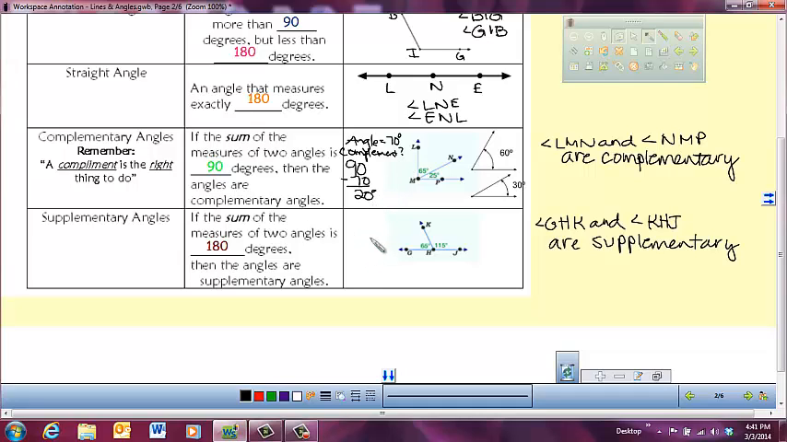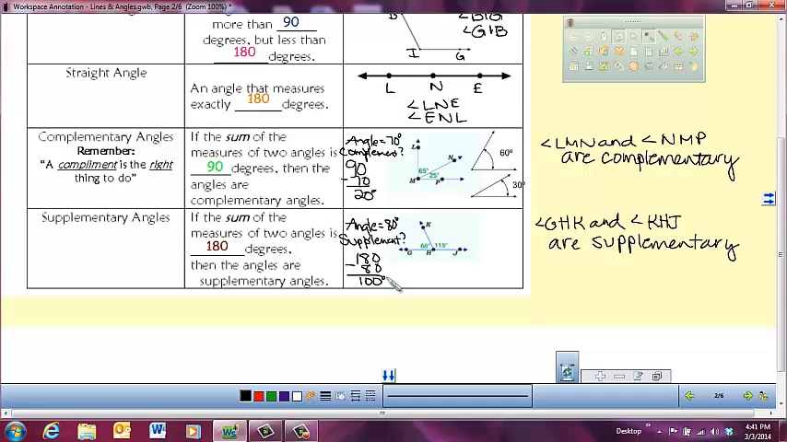So let's try a supplementary one. If I say the angle equals 80 degrees, and I want its supplement, let's put a little question mark there, you would want to take that 180 degrees and subtract the 80 that you know to see what's left over. So we know we'd have a 100-degree angle would be its supplement, okay?